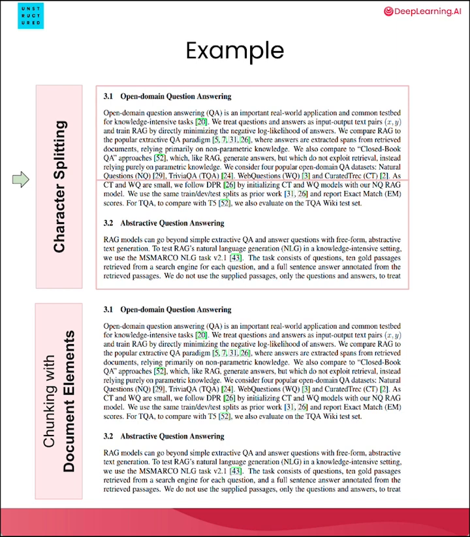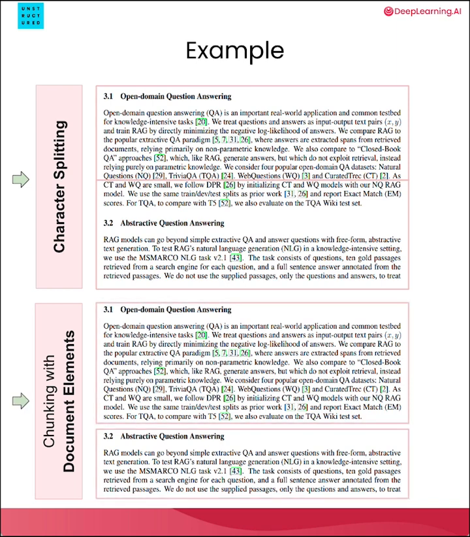Wouldn't it be better if you could just chunk based on these sections? And so when you apply chunking with document elements, you wind up with results that look more like this. You find your titles, you split off into new chunks when you hit a new title. And so when you're doing this, you're able to keep content together that belongs to the same section. This time, when you query for information about open domain question answering, you only get content about open domain question answering. You don't get any of the content that you're not interested in about abstractive question answering. And so when you query your vector database, you get better results back, which is going to result in a better prompt for your LLM, which is going to result in a better answer from your LLM.